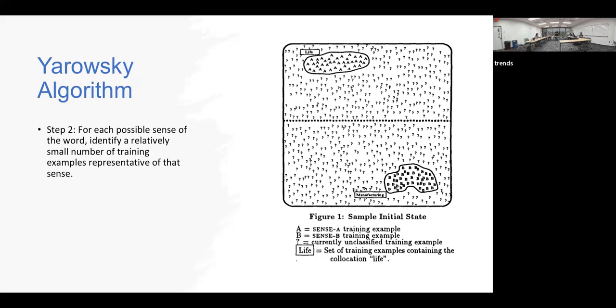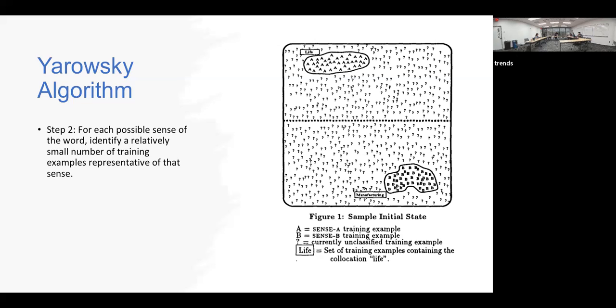So now we're going to do the classifier that looks at all the unlabeled data, and if it sees that the word plant appears near leaf, it will label it sense 1, and if it sees factory, it will label it sense 2.